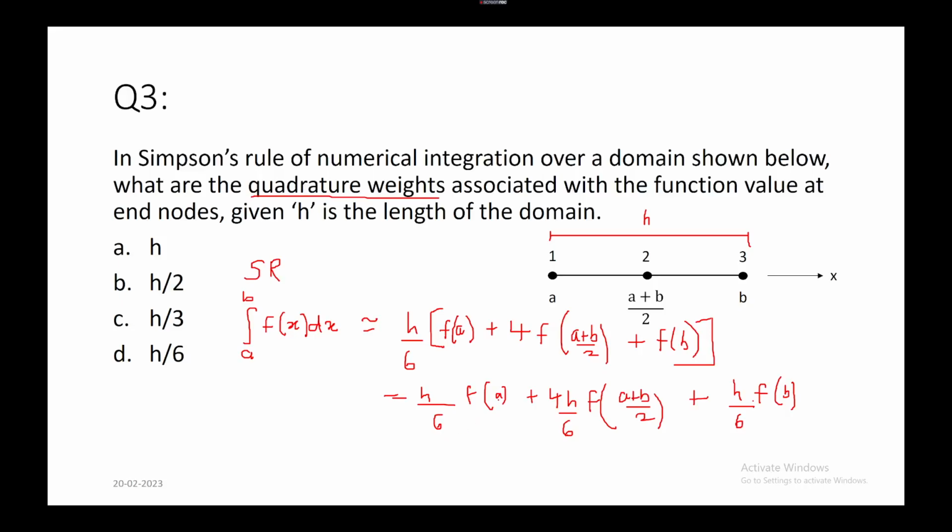So you can see that I have the function value at 3 places. I can circle this in orange. These are f of a, f of a plus b by 2, and f of b. These are known as the function values at quadrature points.